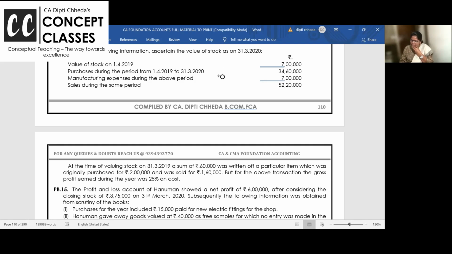So on 31st of March, 60,000 was written off on a particular item which was originally purchased for 2 lakh. So now how much is included? 2 lakh less 60,000 which you have written off, so 1,40,000 is included. And this was sold also at 1,60,000. So this is an abnormal item which is purchased and sold. If you remove this, you will get your normal item. What is your normal item purchased and sold? But for the above transactions, the gross profit is 25% on the stock. Then can you get the normal purchases?